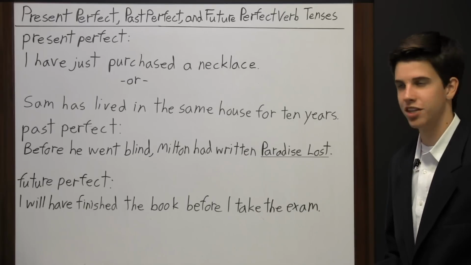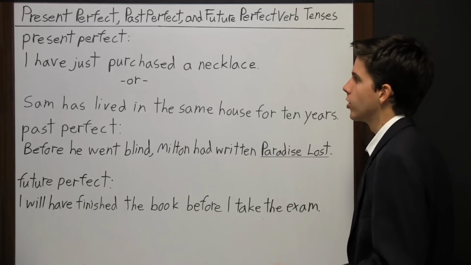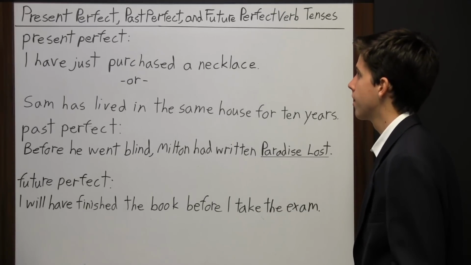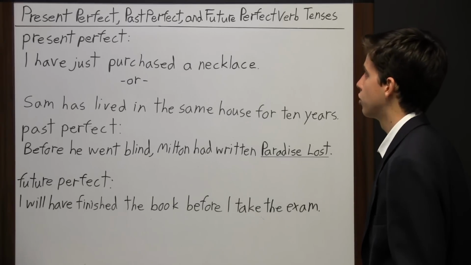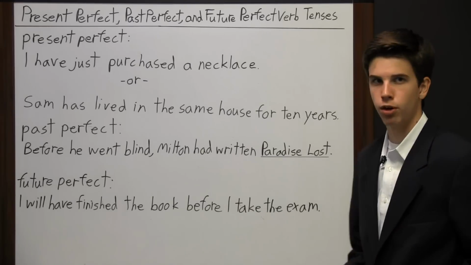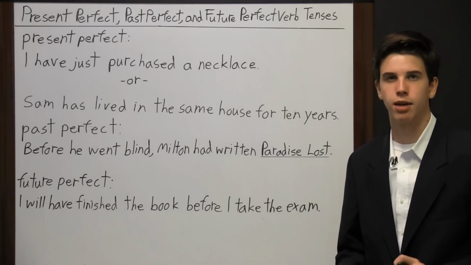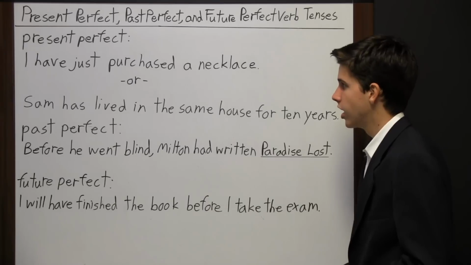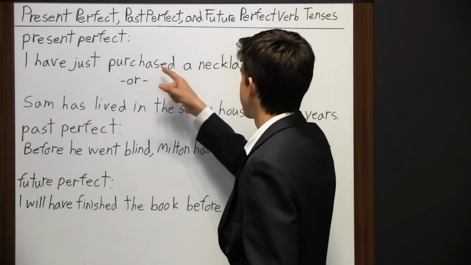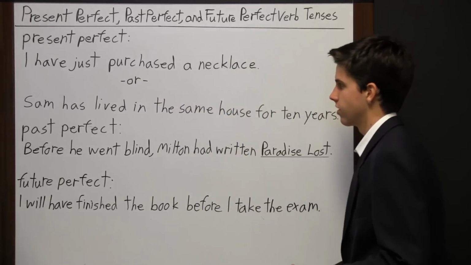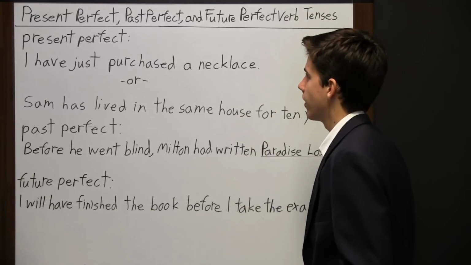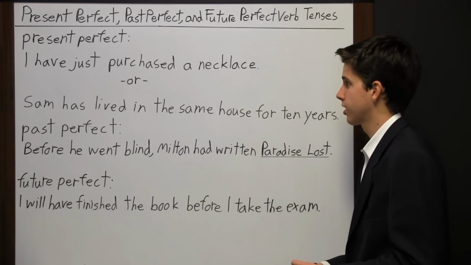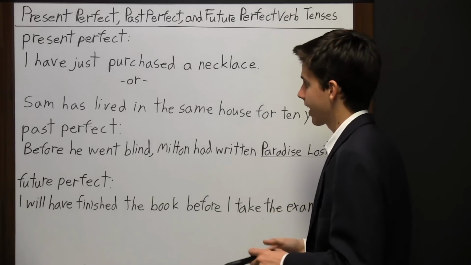There are three verb tenses that I want to take a look at. And those verb tenses are present perfect, past perfect, and future perfect. So the present perfect is used to emphasize the completion of an action in the very recent past. So here's an example. I have just purchased a necklace. So this is something that was completed in the very recent past. It was just completed. The person just purchased a necklace.